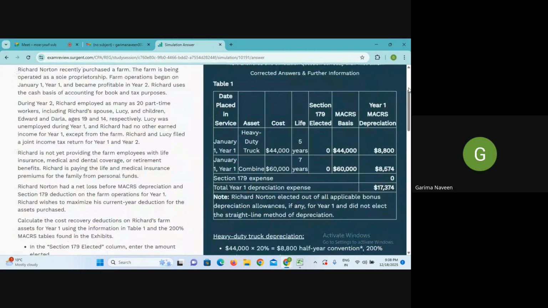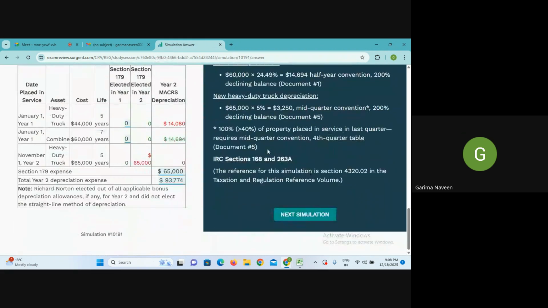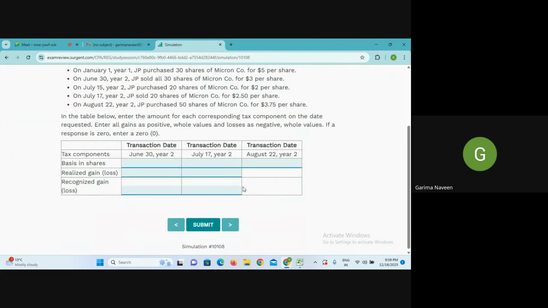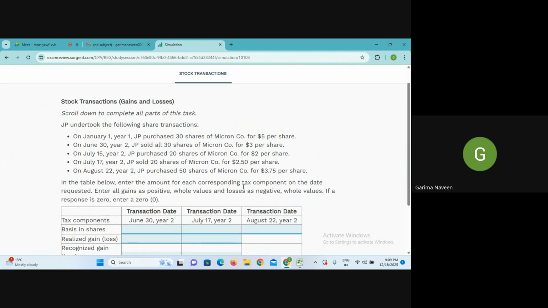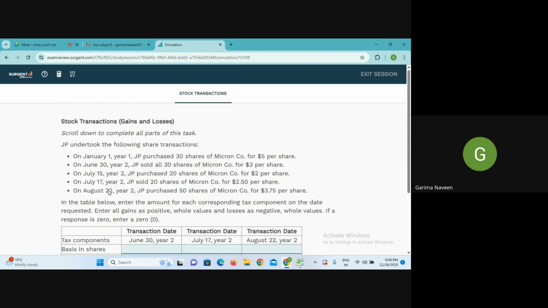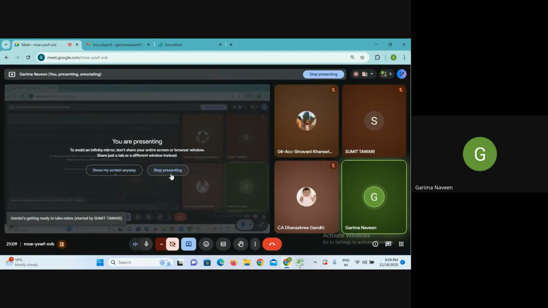Okay, so these simulations were related to the MACRS depreciation and Section 179 expenses. So we will do the next simulation tomorrow. So it is, I think, related to wash sale. Gain and losses, basically realized कितना है और recognized क्या करोगे. ठीक है, तो अगर कोई डाउट है तो बता दो, otherwise we will continue tomorrow. We will do it tomorrow.